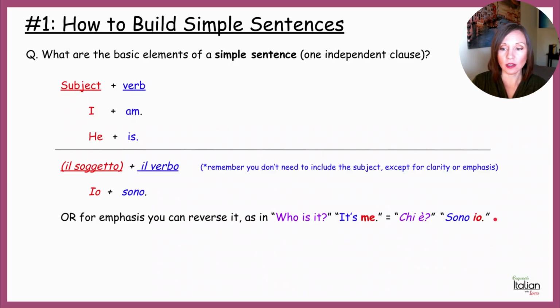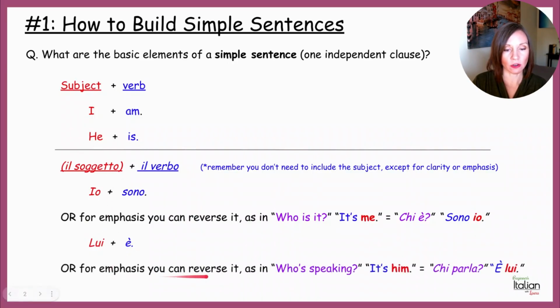Sono io. Okay, so sometimes when you want to put emphasis on a word in Italian, you put it at the end. And furthermore, for this sentence, lui è, okay, he is, lui è, you can also reverse it, as in, who's speaking? It's him. Chi parla è lui. Okay, it's him, è lui. And that's a very, very simple way to make a very short statement. Okay, that's a basic, simple, short sentence.